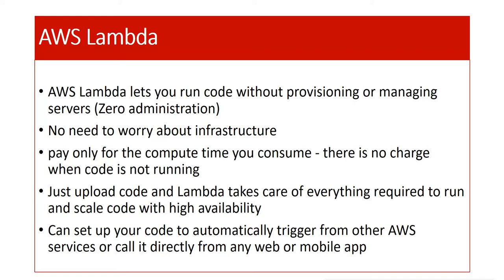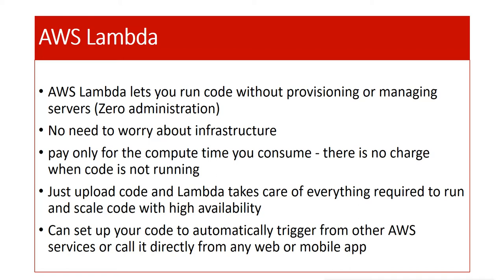So basically, at present, Lambda supports Node, PHP, Java, and C Sharp. Those are the four languages. I'm not very sure whether they recently introduced any other language, but at least till last week, I remember they haven't introduced any new language apart from these four. So at present it will run on these four languages, so you can write your code and upload it directly to AWS Lambda. Upload your code and Lambda takes care of everything required to run and scale code with high availability.